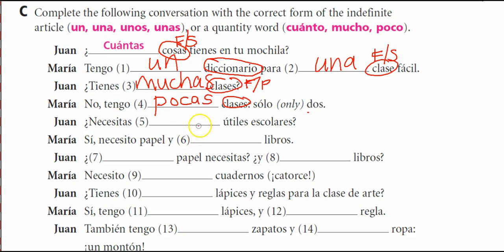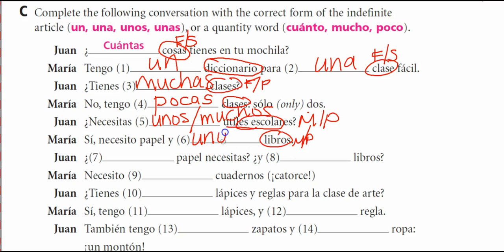Juan's going to ask her some more about, in this case, school supplies, which are masculine, plural. So do you need some school supplies? Okay, so unos makes sense, but I think muchos might make sense as well. Do you need many school supplies? Yeah, I need paper and some books. We don't know how many books. We don't know if she needs a lot of books. Books are masculine, plural, so I'd probably go with unos, but if you put muchos, I would say that's okay too. All right, we're on to papel, masculine, singular.